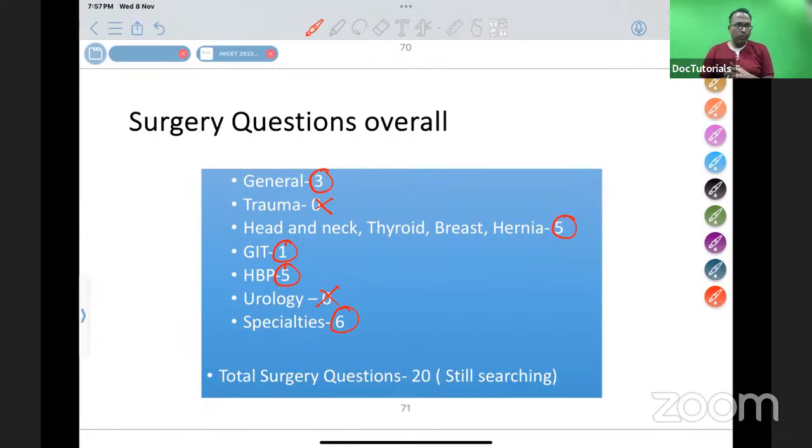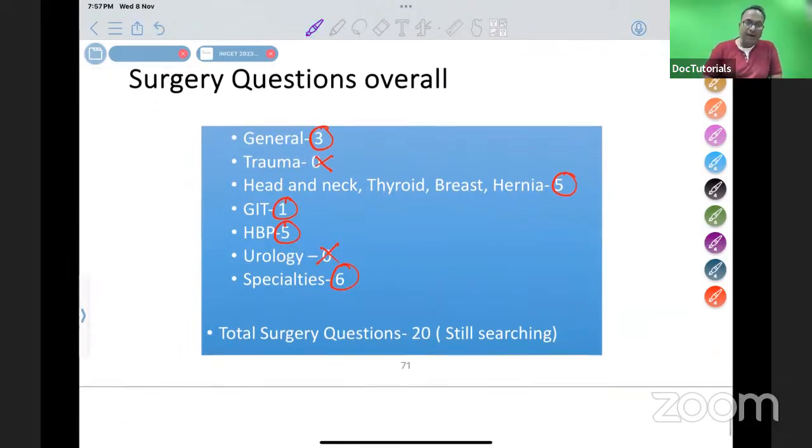The final disclaimer: all these questions are not straightforward, direct questions from the INI CET exam. All these are questions based on the pattern of questions asked in the INI CET, for teaching purposes. So any similarity found is incidental, and we have not taken any question directly from the INI CET paper.